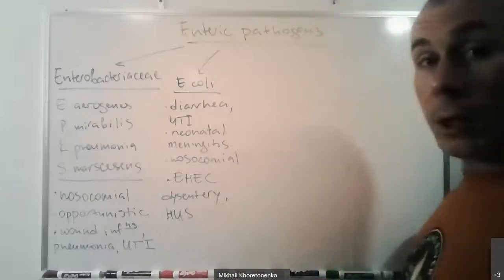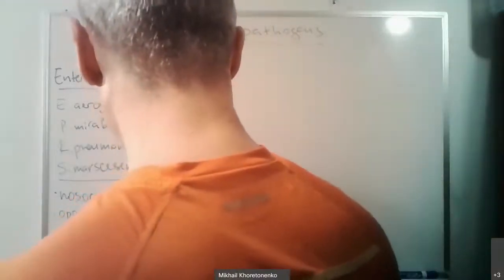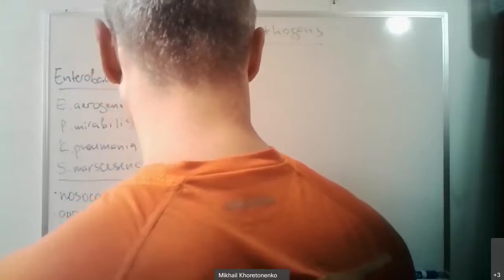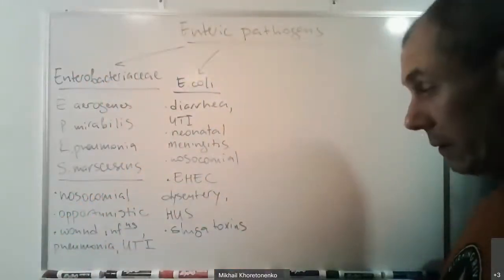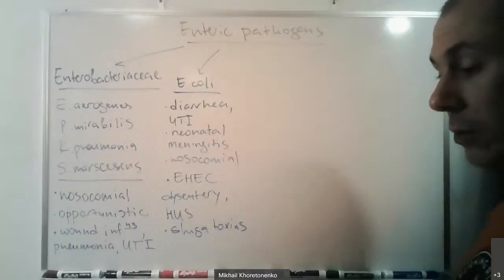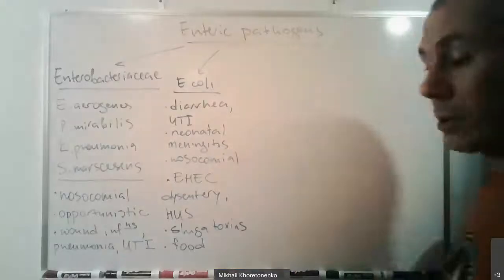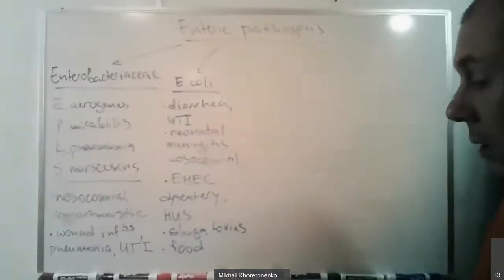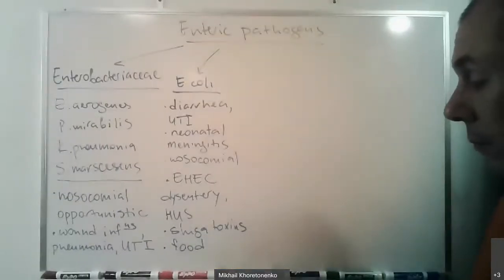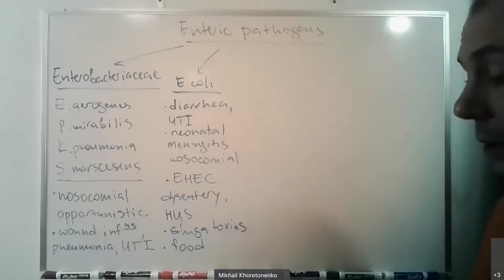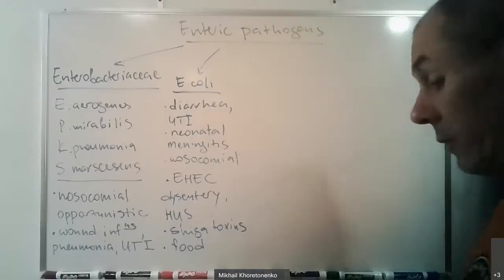Now, the virulence of EHEC is due to the presence of Shiga toxins that inhibit protein synthesis. And the transmission route for EHEC is food. That's the primary transmission route for this microorganism, mostly ground beef.